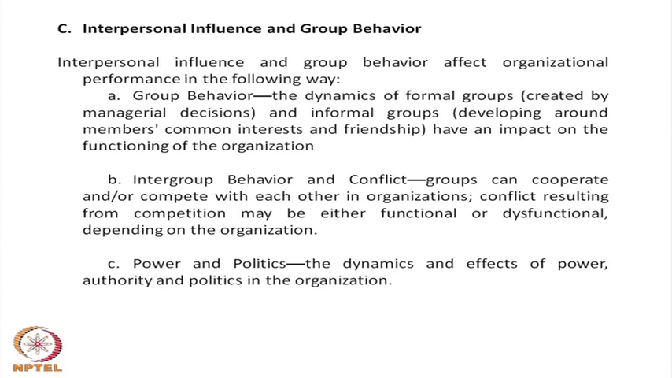C is power and politics in the organization: the dynamics and effects of power, authority and politics. These are complex behaviors that occur in the organization, and we just cannot deny that they happen. Whenever there is an organization, there are organizational politics and politicking. There are power games. This is reality. The knowledge of organizational behavior helps us understand these dynamics in a better way and deal with these situations, so that at the end of the day, we are better performers and the organization is also a better performer.